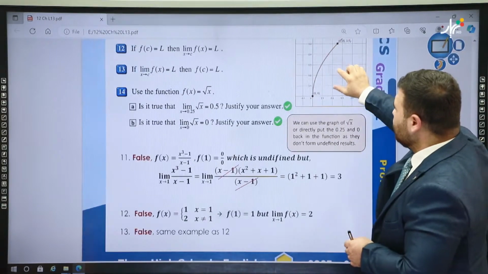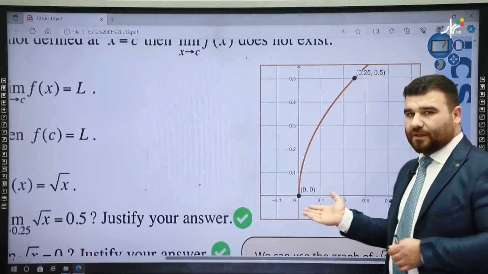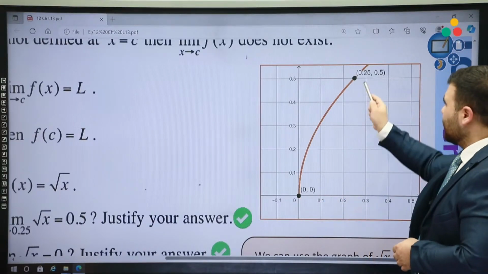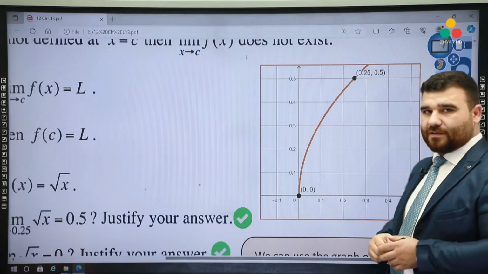If we look at this diagram, this is the graph of square root x. When x is 0, y is 0 as well. When x is 0.25, y is 0.5, that's obvious.